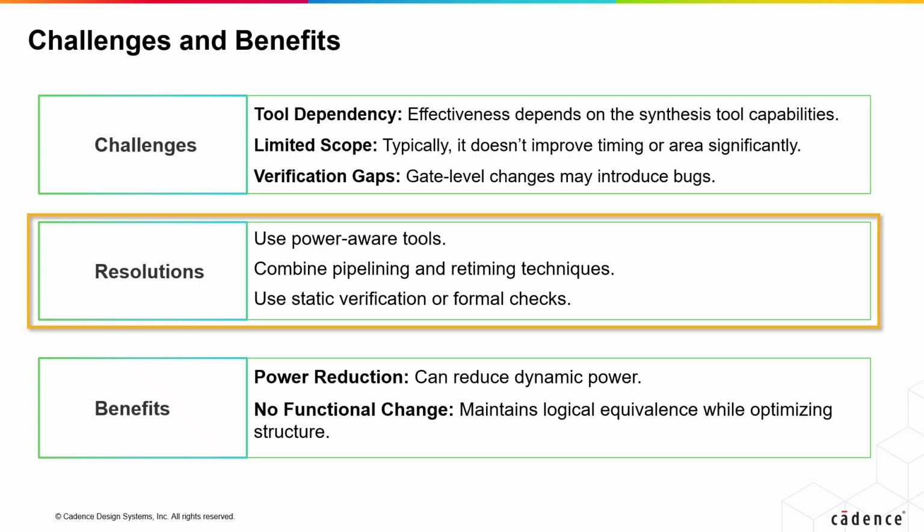The solutions to the challenges mainly involve logic restructuring, which aims to reduce dynamic power. It is also beneficial to use power-aware tools to verify that the restructuring should not cause any power-related issues. Techniques like pipelining and retiming can be combined to improve timing and area efficiency. Additionally, performing static and formal verification checks helps identify bugs introduced by logic restructuring.